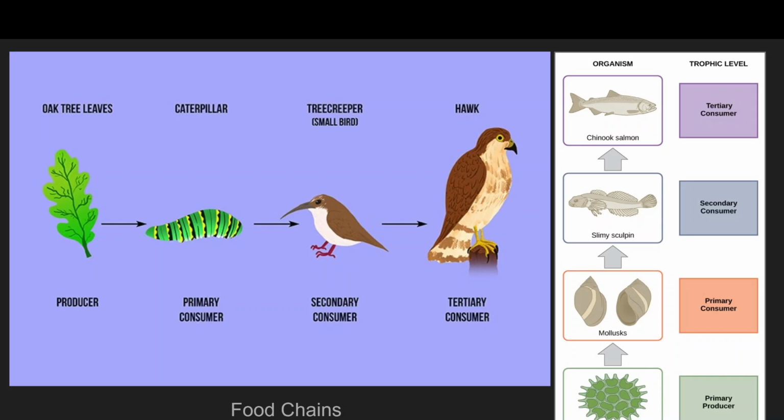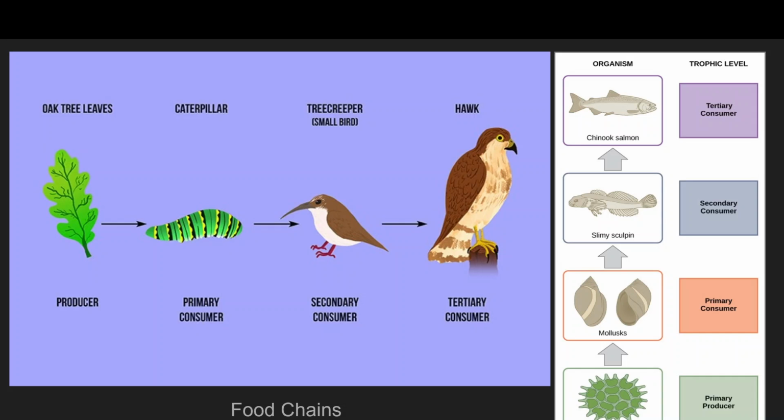And then our secondary consumer is the slimy sculpin. I hadn't really heard a lot about these fish before, and I looked it up to get this picture. They're not very big. They live in small creeks and rivers that aren't moving too fast in North America. And they like to eat the snails and the mollusks and the little things they can find.